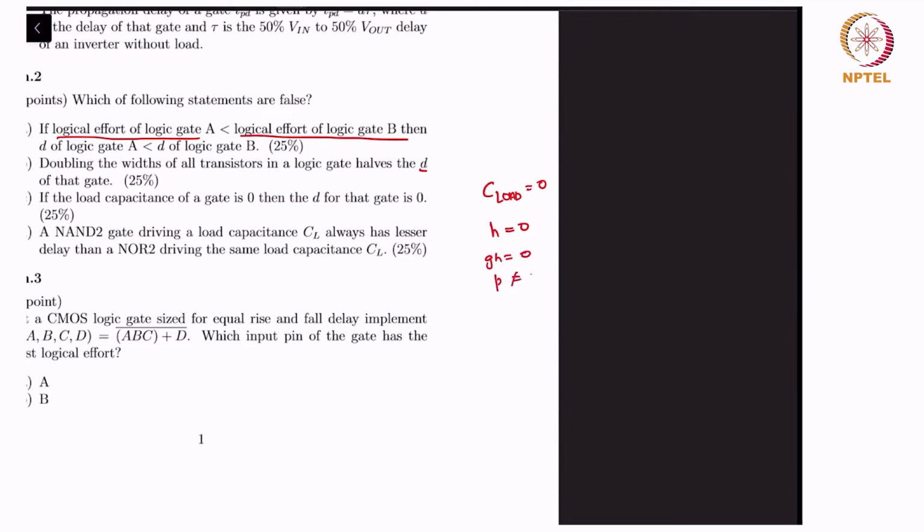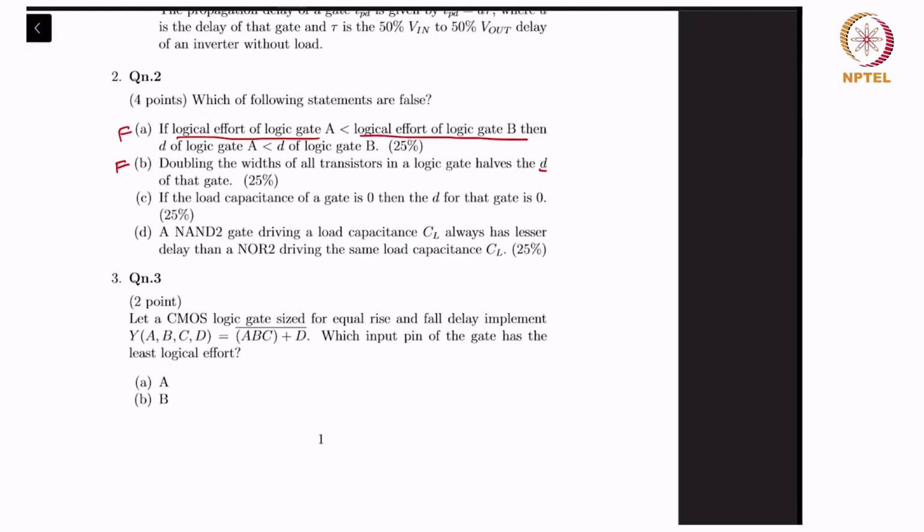But P is never 0. There will always be parasitic capacitance, which is the drain to drain capacitance of the gates connected to the output. So this is also false. So since P is not equal to 0, D will not be equal to 0. So therefore this is false.